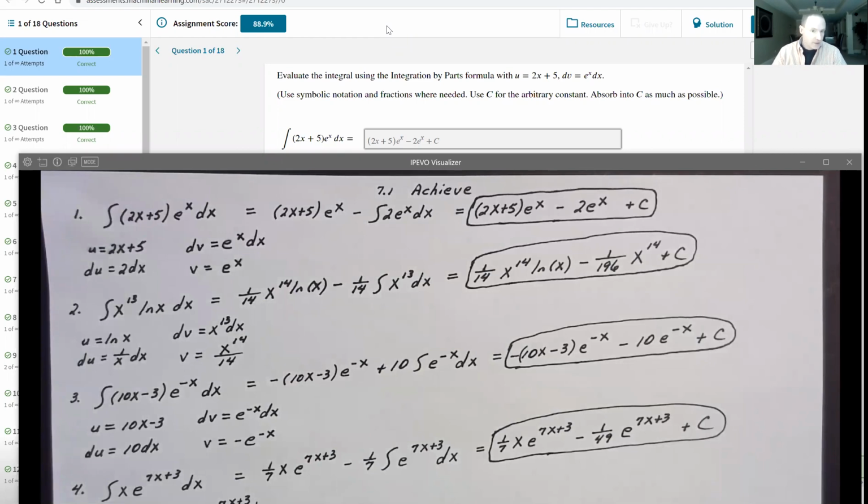Again, just to help the video go a little bit more quickly, I've already answered most of the questions here on Achieve, but I'll be going over how I got each of those answers in detail with you here in the video. So this first problem, we have the integral of the group 2x plus 5 times the exponential function e to the x.